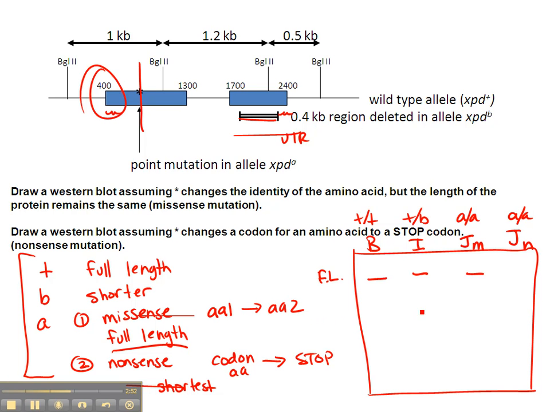In Irene, we're going to see a band that's shorter because she has that deletion allele, so we'll see two different bands in Irene. And then the shortest band of all would be seen in Jim if it's a nonsense mutation. So that shows the possibilities for what a Western blot would look like for these different alleles.